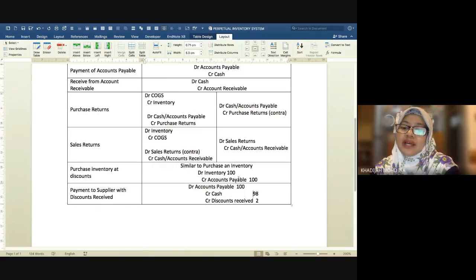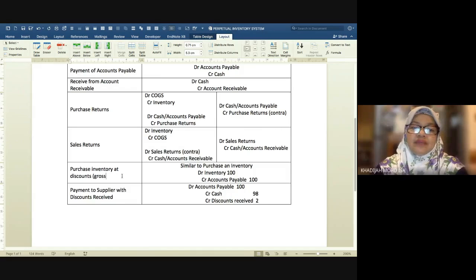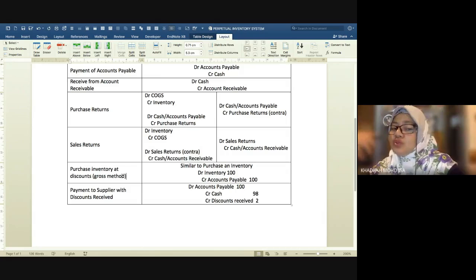Because your accounts payable, when you first purchase, you must record at gross. So this is the gross method. There is another one we call the net method, but I want you to apply the gross method because it's less confusing. So at the point of purchase, whatever the amount, you record at gross. But when you make payment, then you see whether you receive any discount or not. Then you take the transaction accordingly.